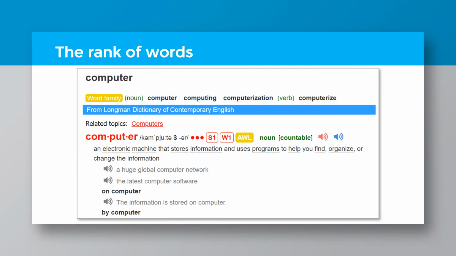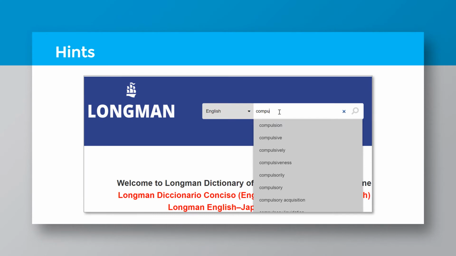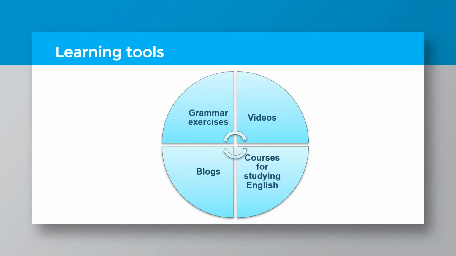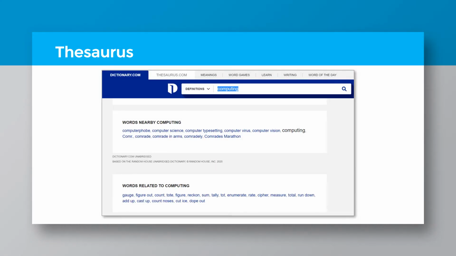The rank of words. This function assigns a word to a specific group. The word can be ranked by the place, value, complexity, importance, authority, level, degree. Hints. It provides for the possibility to use the search method based on hints. When the user types in a word, the hint shows different variants of a word. Learning tools. Some resources position themselves not only as online dictionaries but also as resources for learning English. Such dictionaries have grammar exercises, quizzes, educational resources, videos, blogs, courses for studying English, etc. Thesaurus is a reference service for finding synonyms and sometimes antonyms of words.